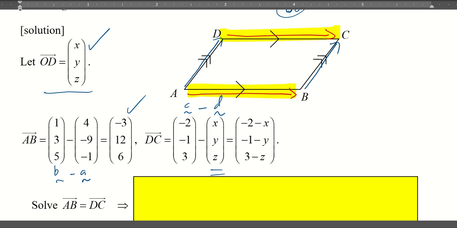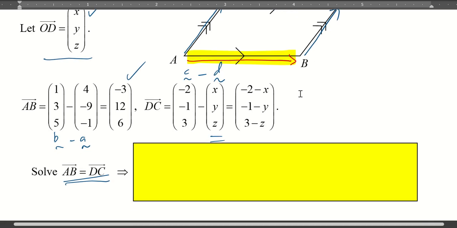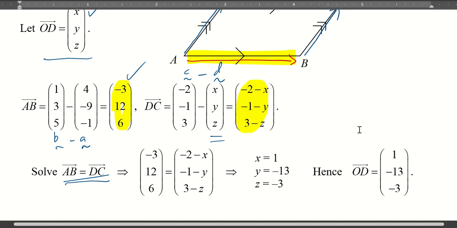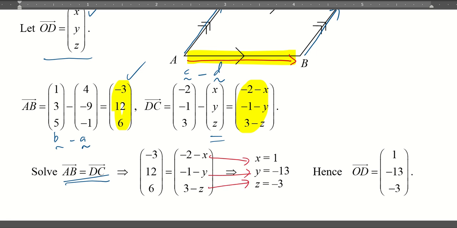Now, given the fact that ABCD forms a parallelogram, this must be true: vector AB must be equal to vector DC. Hence these 2 vectors are exactly equal to each other, and with that we can solve for XYZ. From the first row, we get X equals 1, second row Y equals 13, and so on, hence getting the answer.